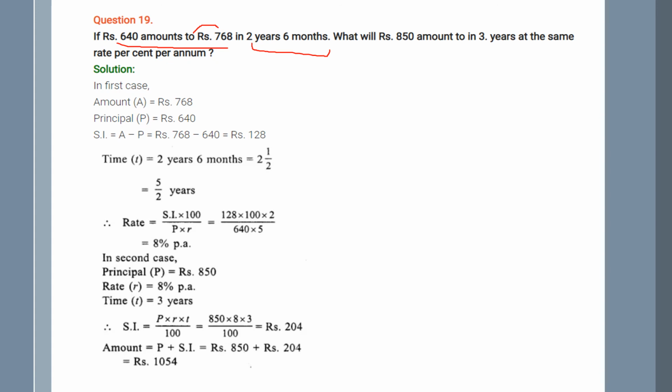Okay, what is given to you? Amount is given, principal is given. The formula for simple interest is amount minus principal. You will get the value of rate. In the second case, principal is given, rate is given, time is given. Simple interest formula is P into R into T by 100 and amount you have to find, that is 105054. Rest of the questions are the same only, students.